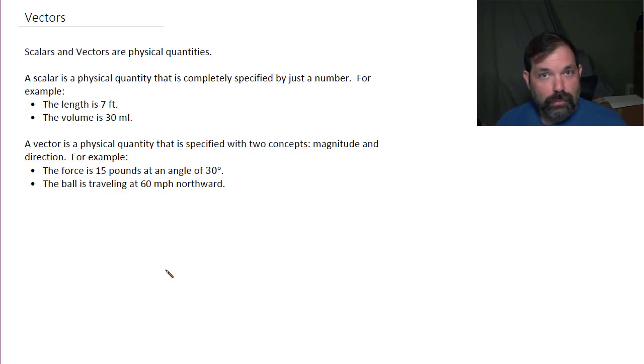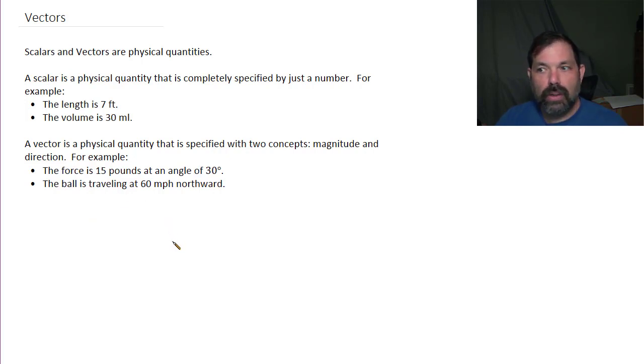If I say that the ball is traveling at 60 miles per hour, that's a speed. However, if I give it a direction, the ball is traveling 60 miles per hour northward, now it's a velocity. It has a magnitude and a direction. And so that's the big difference between a scalar quantity and a vector quantity. A vector must have magnitude and direction.